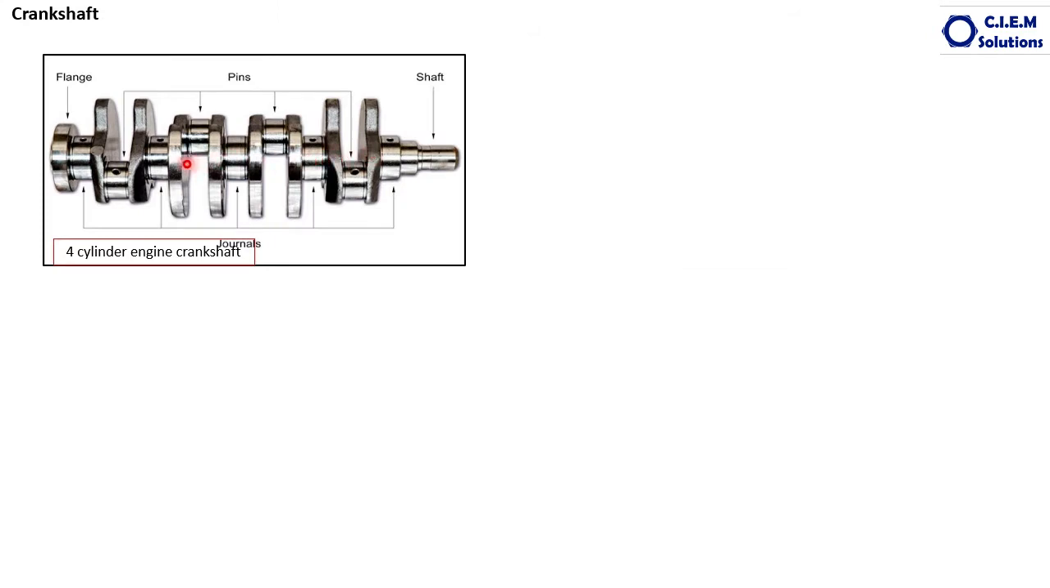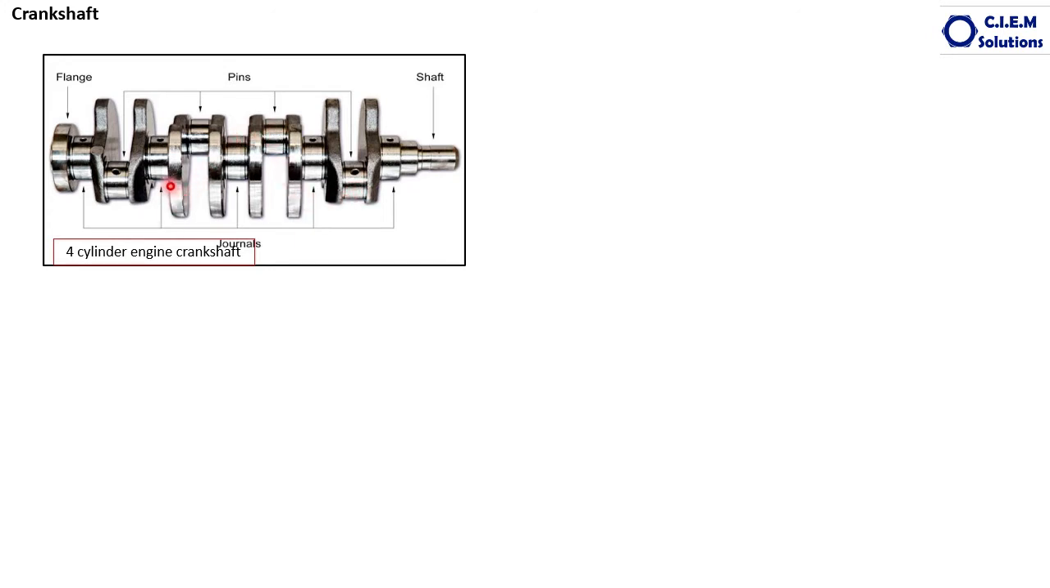A 4-cylinder inline engine crankshaft looks like this. This is called the front side of the crankshaft. This is the rear side of the crankshaft. This is called the shaft. This is called the flange. And whatever is in the same common axis, 1, 2, 3, 4, 5, are called main journals, which sit in the block. And whatever is offset, these journals are called connecting journals.